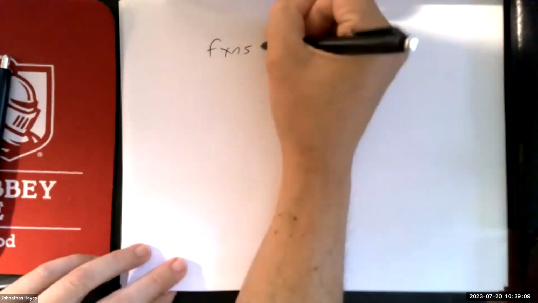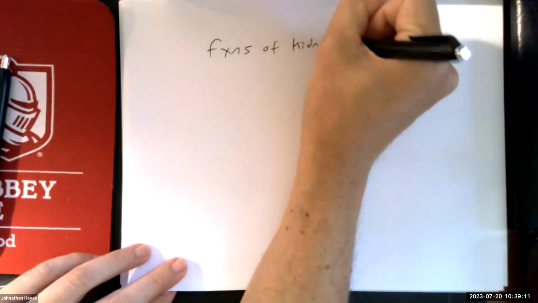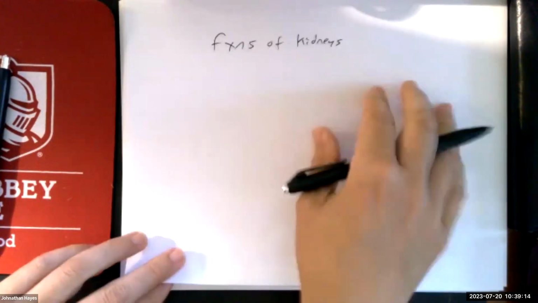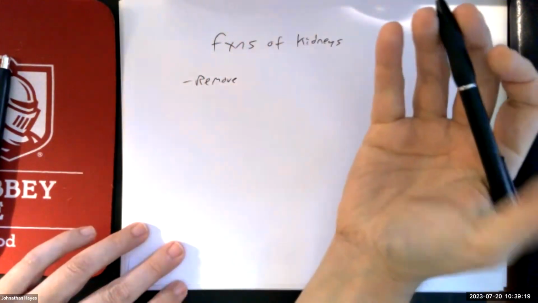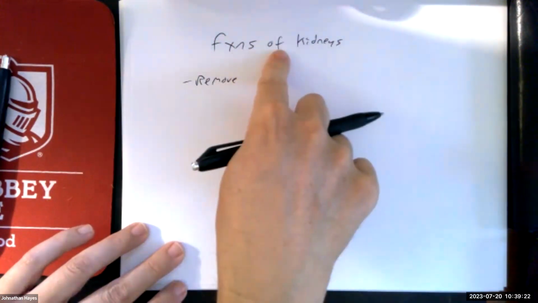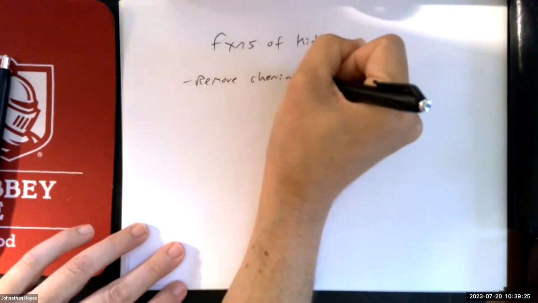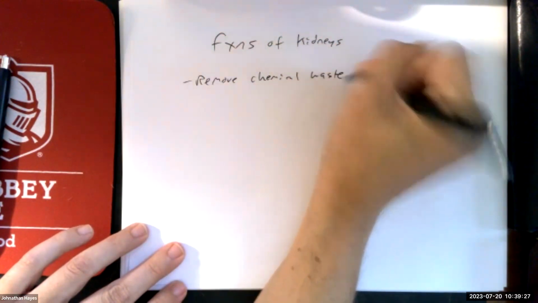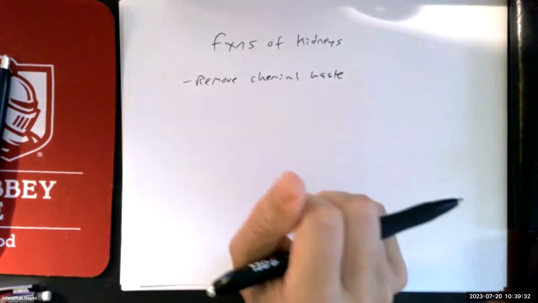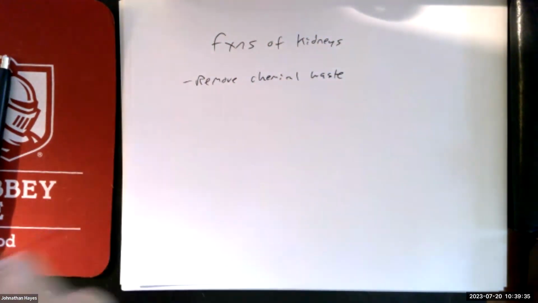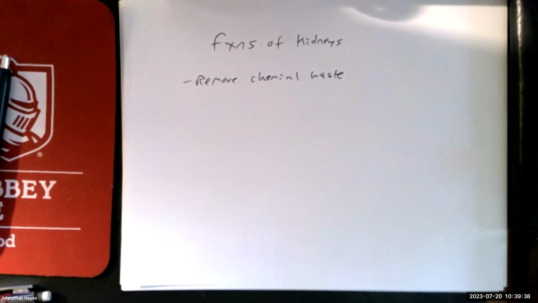But functions of the kidneys, which are the main working part of the urinary system: remove chemical waste is by far the most, I guess, important and remembered part of kidney function. So remove chemical waste. And when we're removing chemical waste, it's removing it from the blood plasma, right? That's where it's coming from. So if you're ever wondering what chemical waste they're talking about, they're talking about the chemical waste that's floating around in the blood plasma. And sometimes we refer to that as metabolites. Again, the basic idea of blood is twofold.